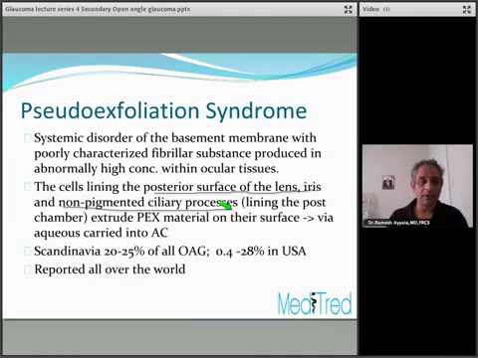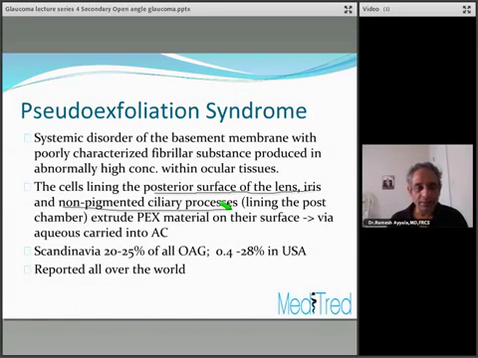So this material comes out of these cells, then it gets washed out by the aqueous into the anterior chamber, and then subsequently through the trabecular meshwork, gets trapped in the juxtacanalicular area, and causes long-term fibrosis and elevated intraocular pressure.